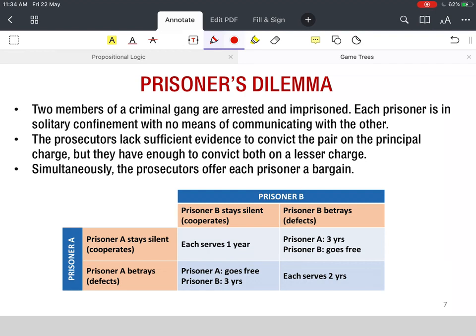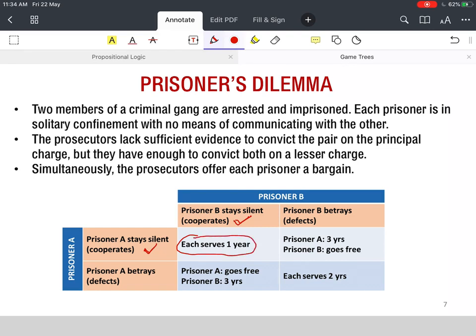Now the police or the prosecutors who have caught them lack sufficient evidence to convict on the main charge. So there is a main charge and there are some smaller charges. But they have enough evidence to convict both of them on smaller charges. However, if one of them reveals something against the other, then the conviction of a larger charge on the other can happen. Therefore, there is a trade-off and a decision has to be taken by both these prisoners, which is enunciated in this table.